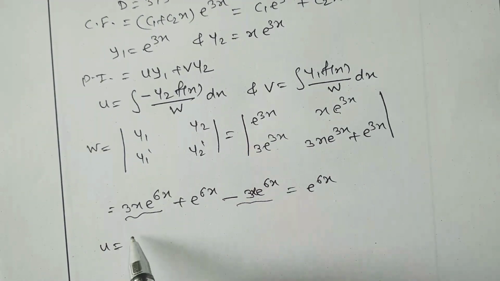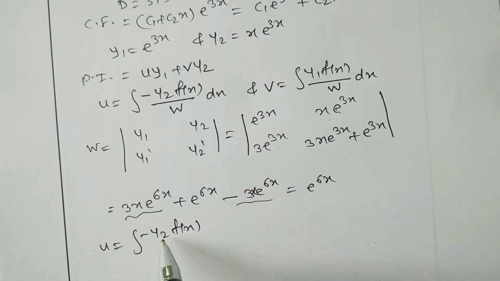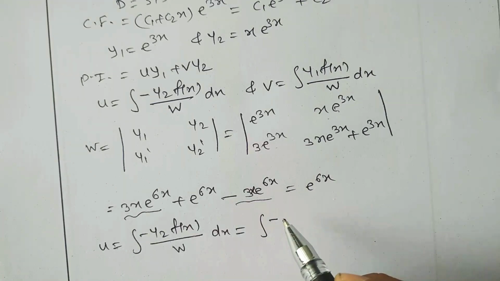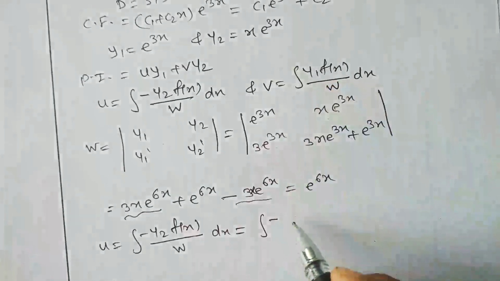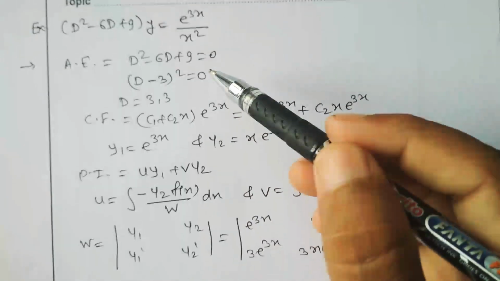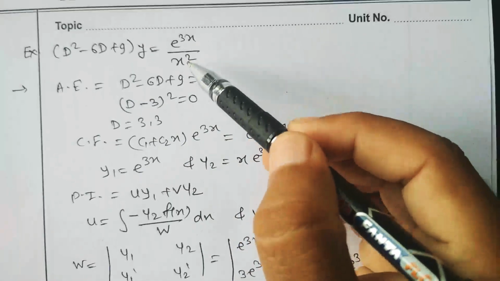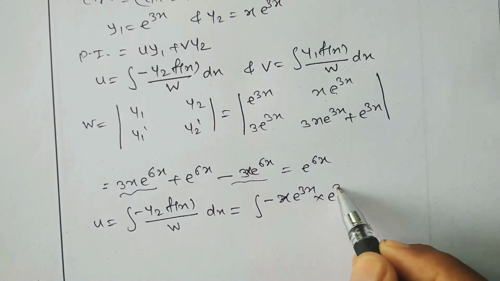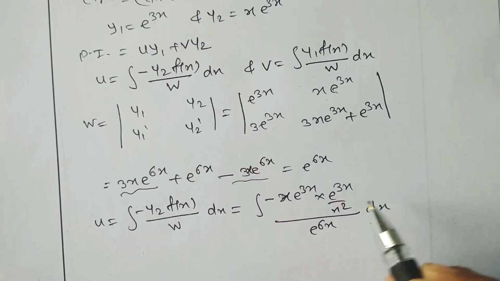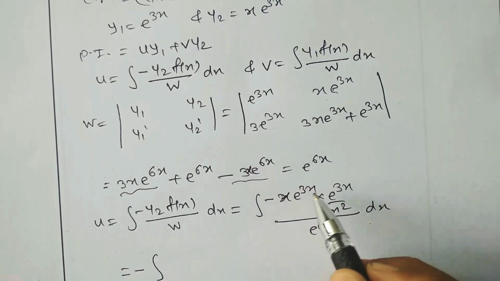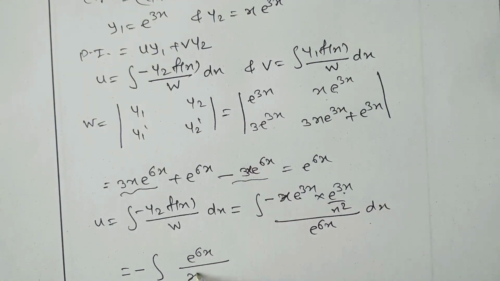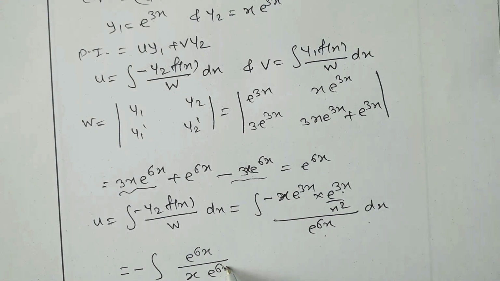Then u is equal to integration of -y2 f(x)/W dx. This is equal to integration of -y2, which is x e^(3x), into f(x), the right hand side of our given differential equation, e^(3x)/x², upon W, which is e^(6x), dx. Minus sign taken outside, integration of e^(3x) into e^(3x), that is e^(6x), x upon x², that is the denominator is x, into this e^(6x) dx.